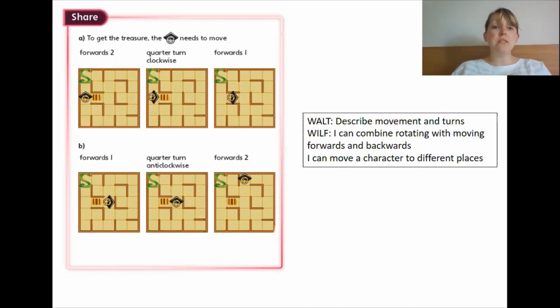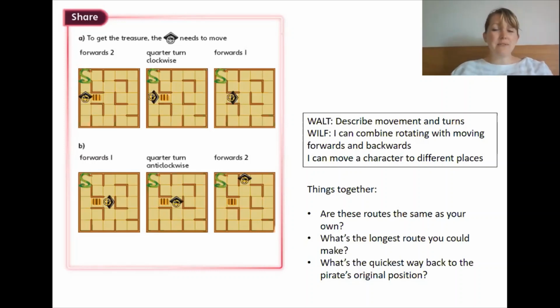So now, of course, the captain, if he moved forward 2, he would end up next to the treasure, and then he would need to do a quarter turn clockwise and then forwards 1. So for B, once he's on the treasure, he needs to go forwards 1, a quarter turn anti-clockwise and forwards 2, and he ends up right there.